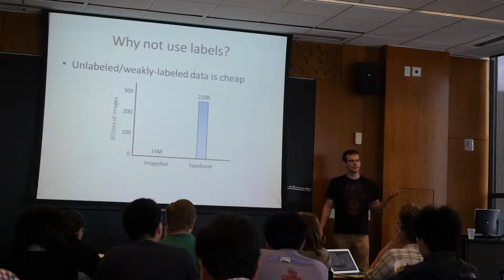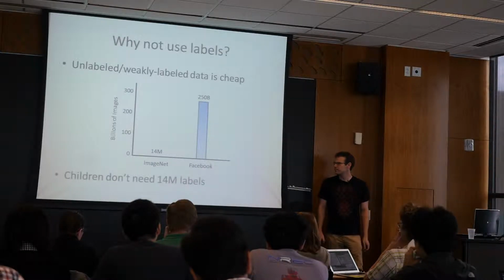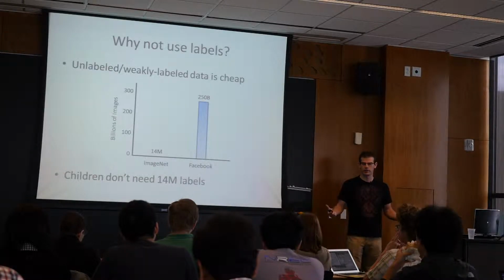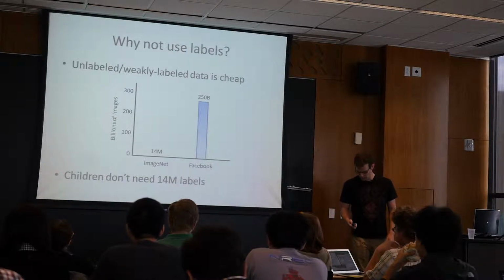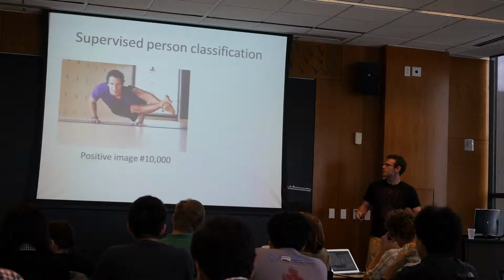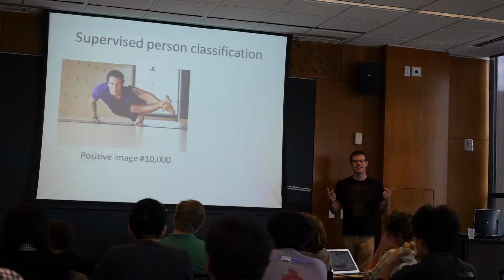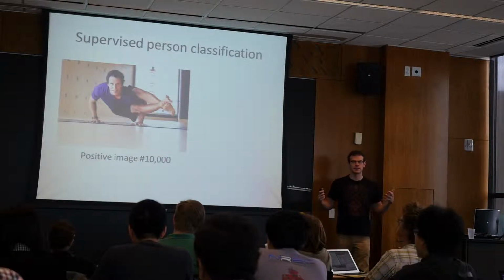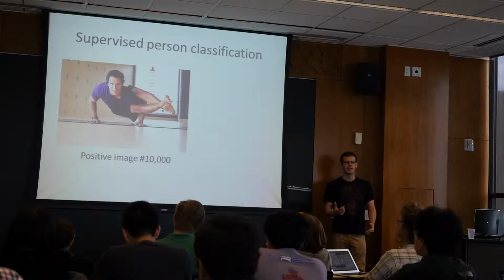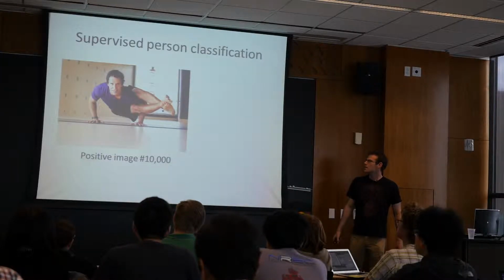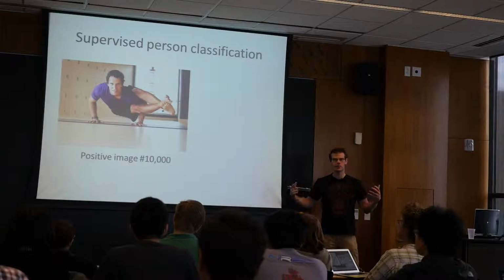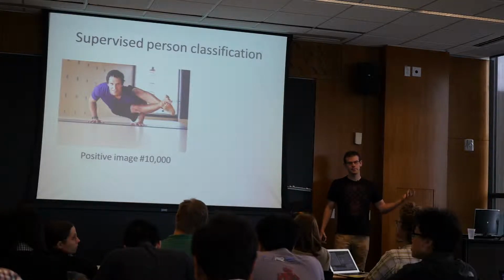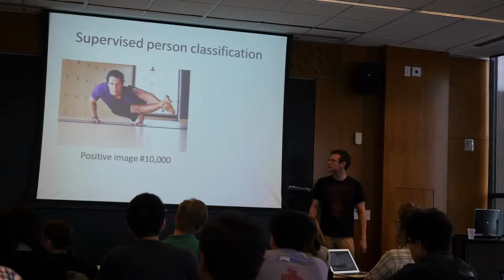But you might wonder if 14 million labels is even necessary. After all, we didn't need 14 million labels in order to learn to see. From a more machine learning standpoint, it's also not necessarily clear what we should label in these images. So one useful thing that you might want for representing a data set is to detect people. But the way you would do this in machine learning is to train a classifier with humans as positive images and non-humans as negative images.